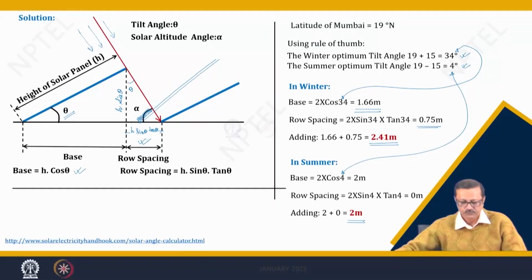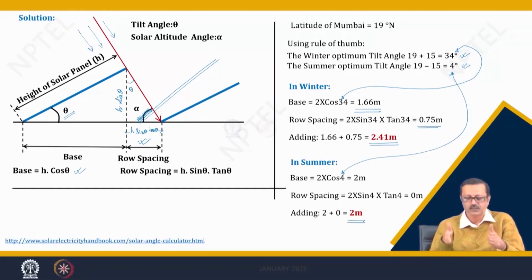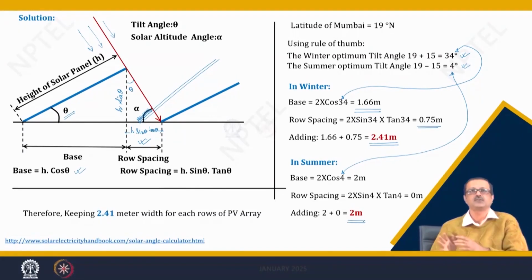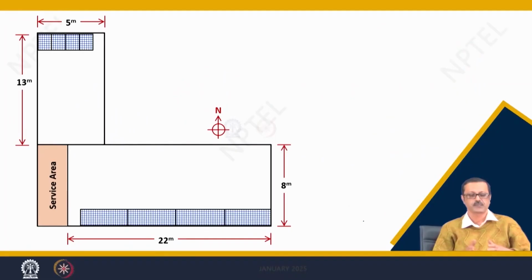Row spacing and the base, both. So the spacing of the row spacing plus the base is 2 meter and 2.41 meter. I will have to take the 2.41 meter, because the highest one I have to keep for my design calculations also. So, 2.41 meter will be my spacing.